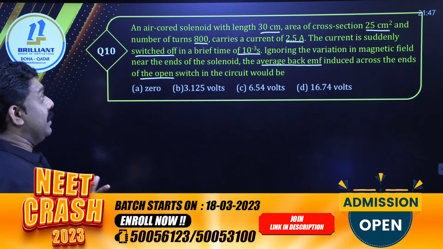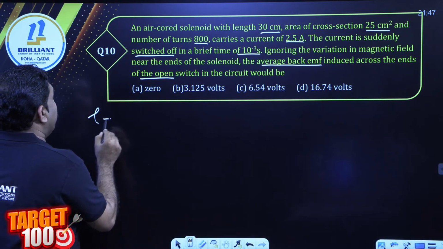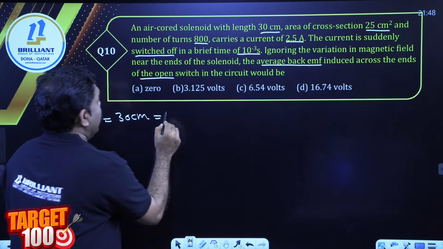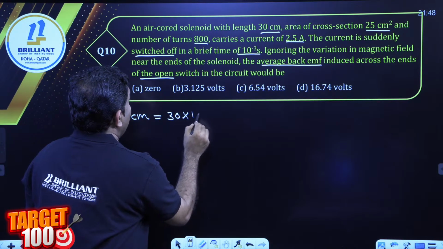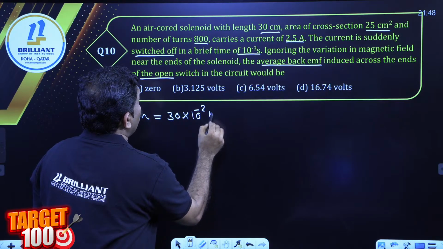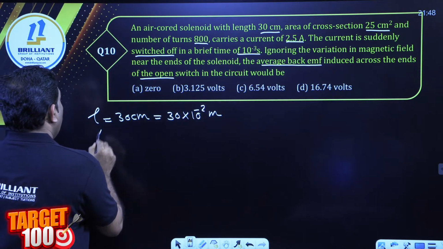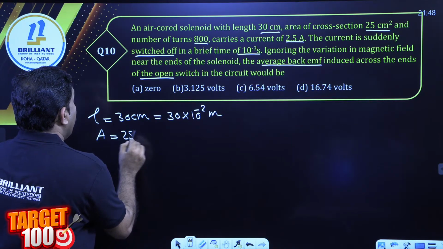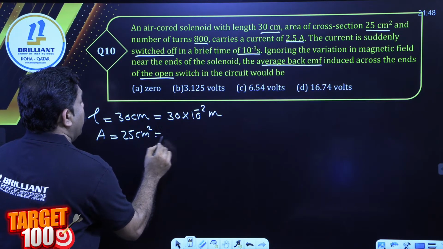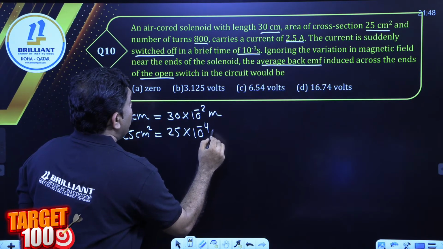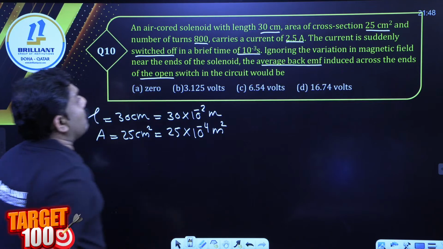What data is given? Look, length is given as 30 centimeter, so that is 30 into 10 raised to minus 2 meter. Area of cross section is given, so area is 25 centimeter square, that is 25 into 10 raised to minus 4 meter square.